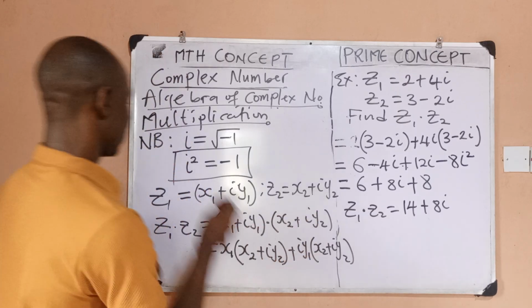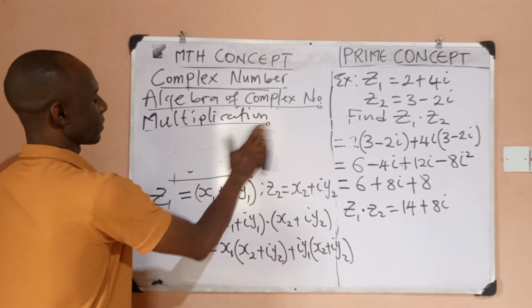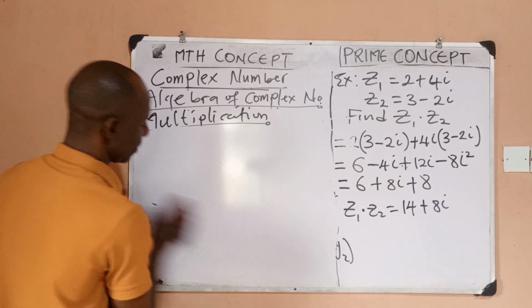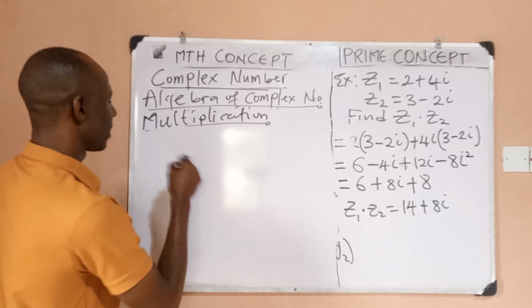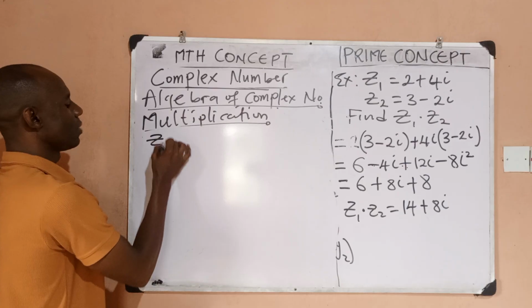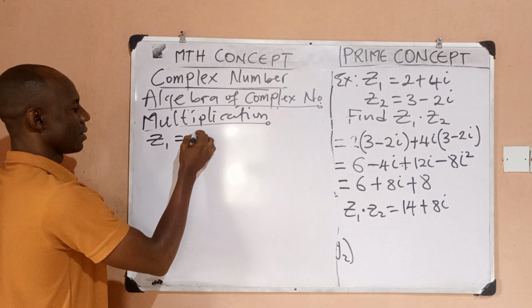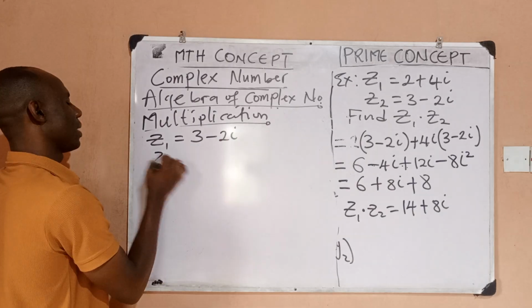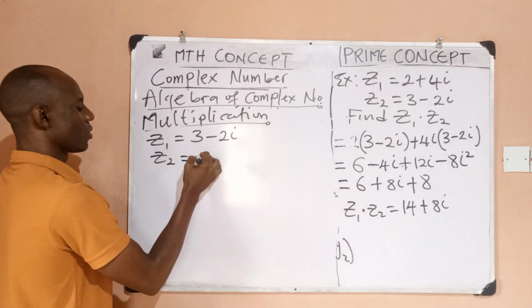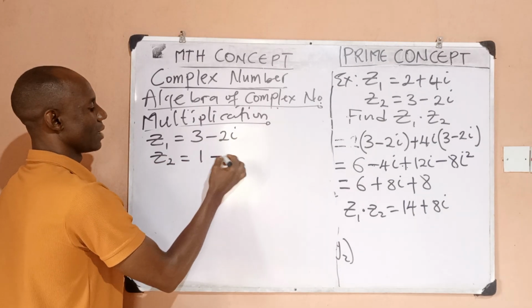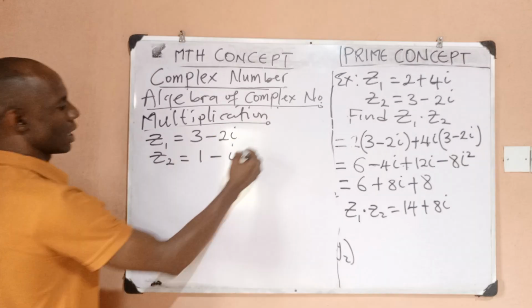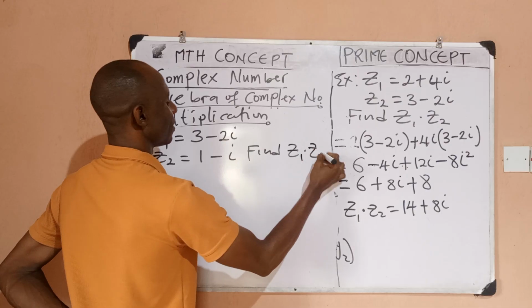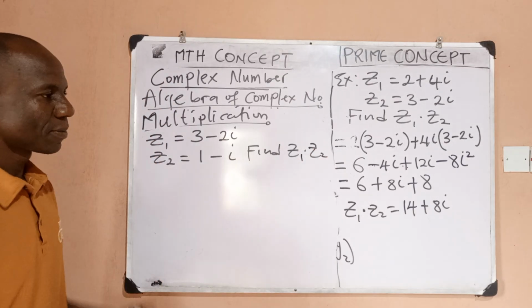Okay, let me start from here. Now, say we have these complex numbers. We have z1 equals, let's say, 3 minus 2i, and we have z2 equals 1 minus i. Say we have these two, and we want to find z1 times z2. So we want to find this.